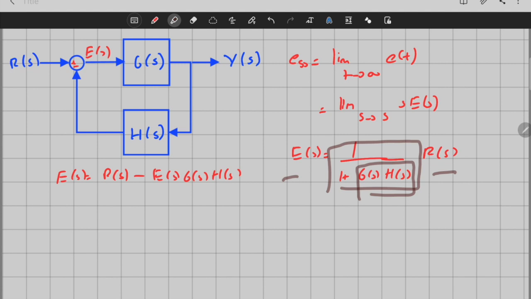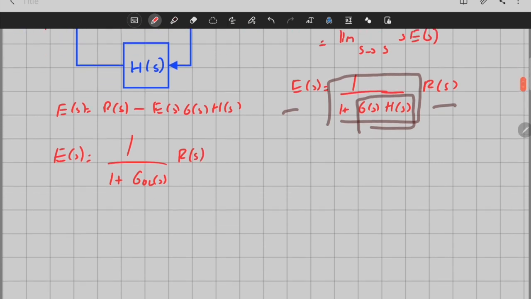Open loop transfer function is the transfer function from the error signal to the entrance of the feedback signal, or the feedback operation. So if we call it F of s, the transfer function G of s times H of s is equal to the transfer function from error to F of s. So what is this? E of s is equal to 1 over 1 plus G_OL of s, times R of s. We call it the feed forward or open loop transfer function of the system.